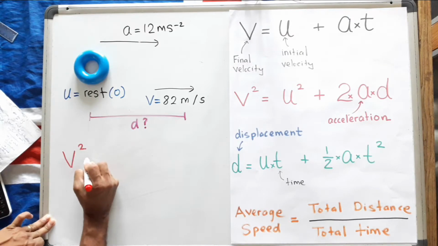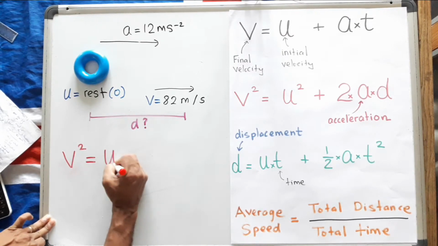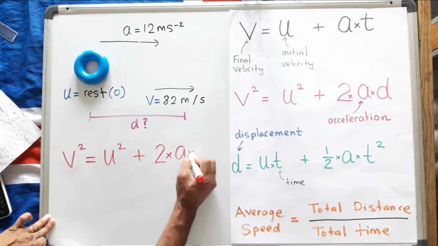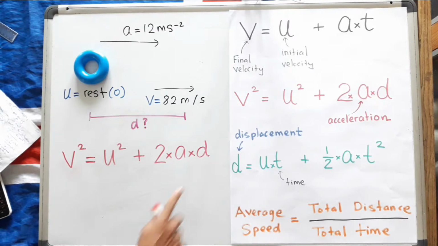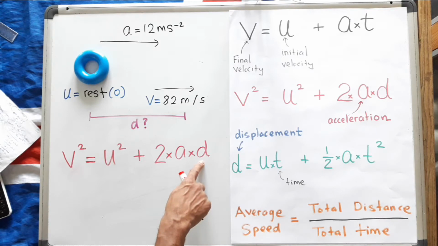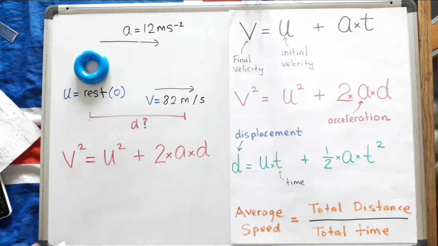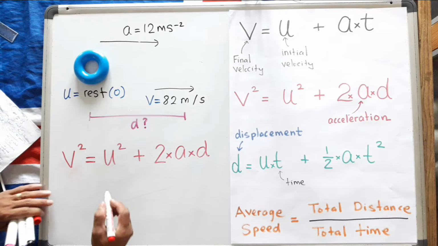So we're choosing the red one. V squared is equal to U squared plus 2AD. And D, you notice I use the word distance, but in this formula the D really means displacement. You're going to find people use the words distance and displacement interchangeably. Don't let it bug you.